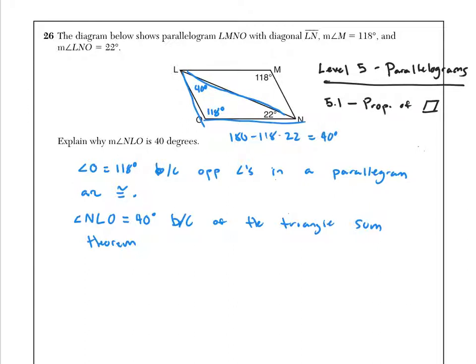And that is pretty much all you need to do to explain why angle NLO is 40 degrees. We said opposite angles are congruent, so we know this is 118, then we use the triangle sum theorem to find out that that angle is 40. Done and done. Easy points.